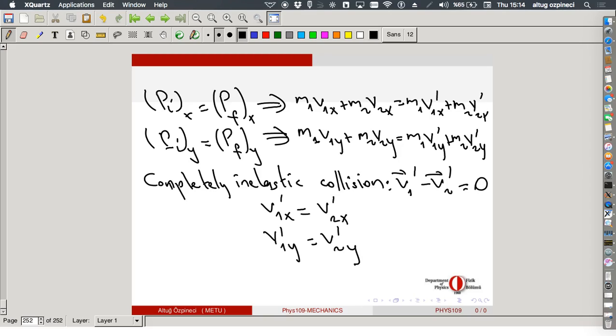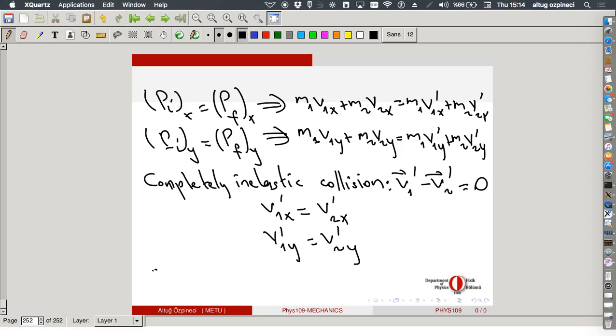So if they are completely inelastic, they just stick together, and we have 4 unknowns, and we have these 4 equations. So we can uniquely determine what their final velocities will be. Of course, it will be their common velocity. They just stick together, they move together, and so that reduces the number of unknown velocities.